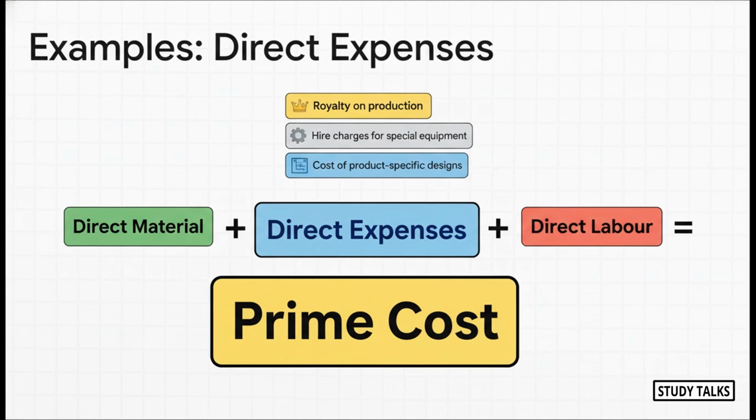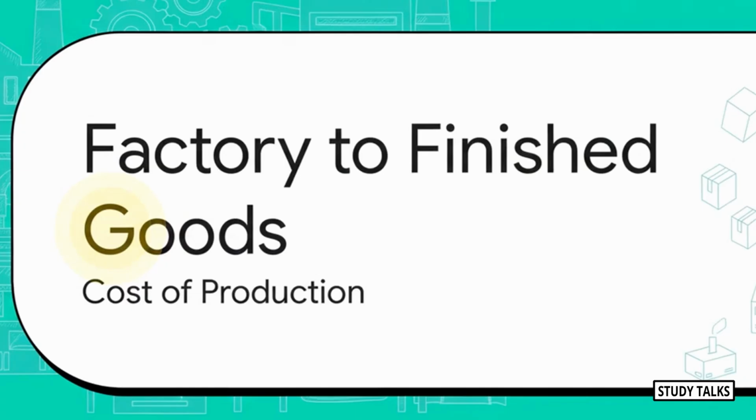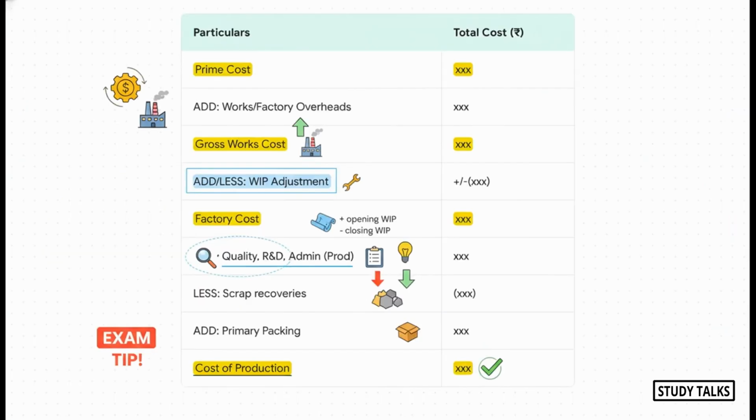The foundation is set. Okay, our foundation is solid. We have our prime cost. Now, let's start building on top of it. The next major step is to add in all the costs related to the factory itself. This is how we're going to get from prime cost to what's known as the cost of production. So let's break this down step by step. We start with that prime cost we just calculated.